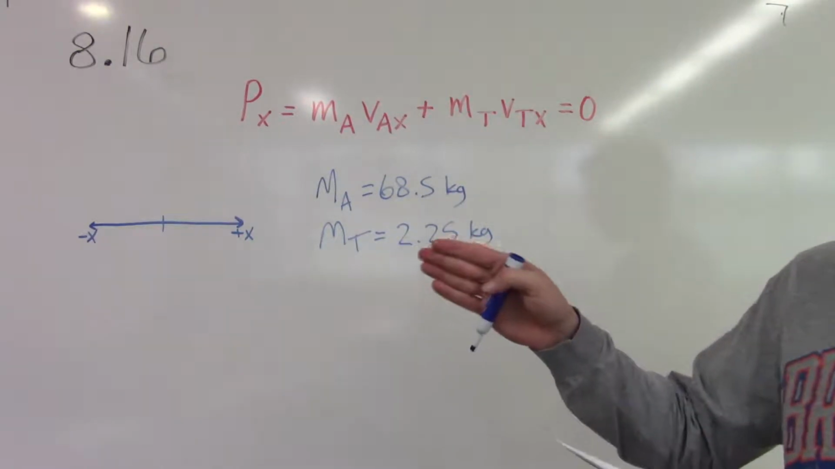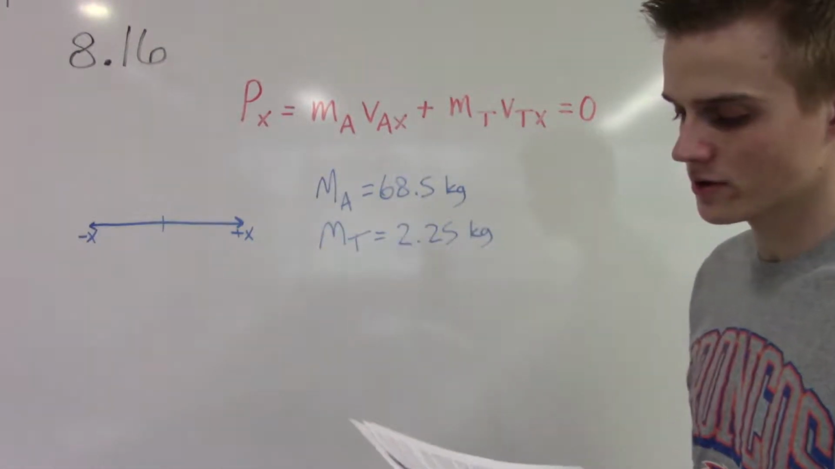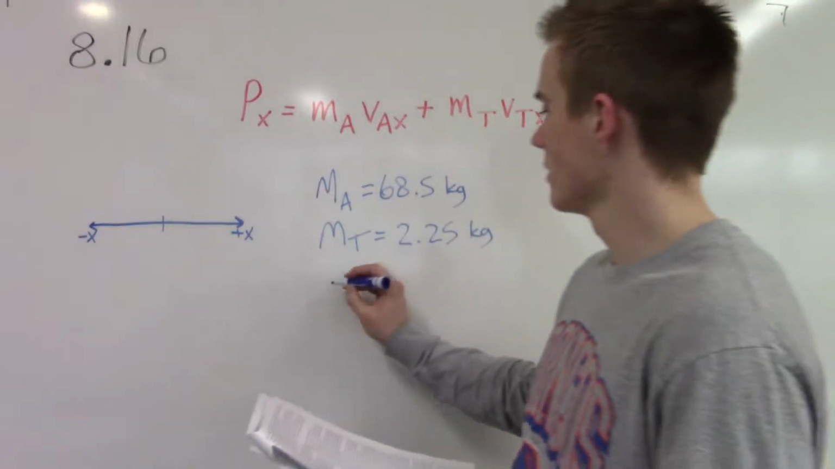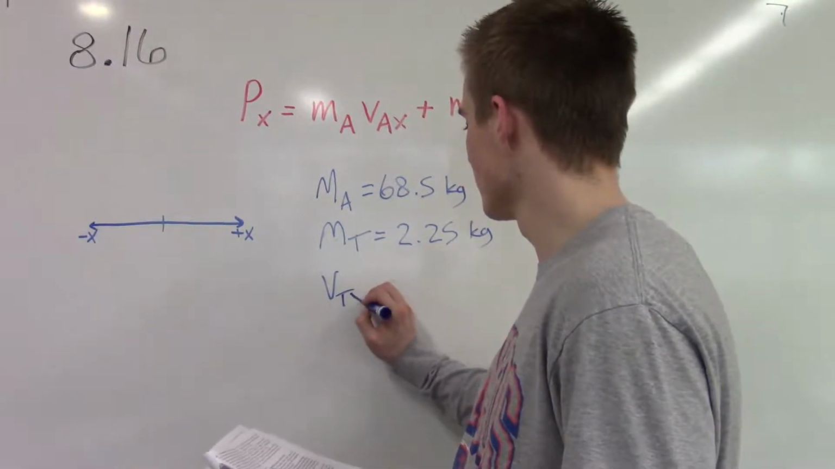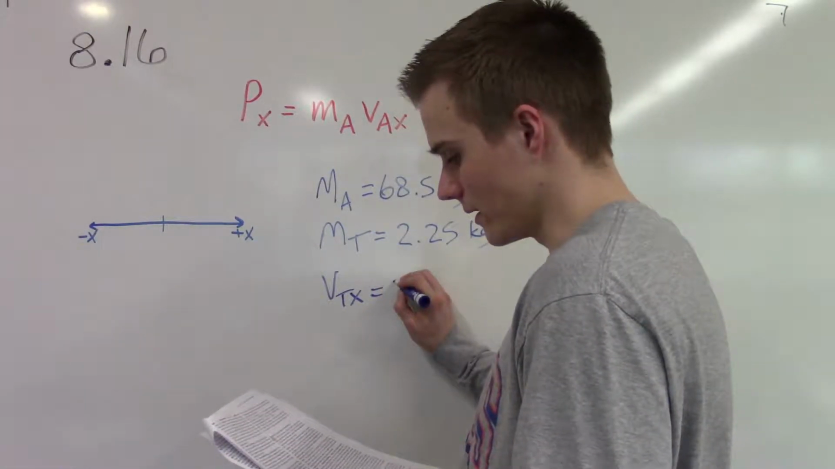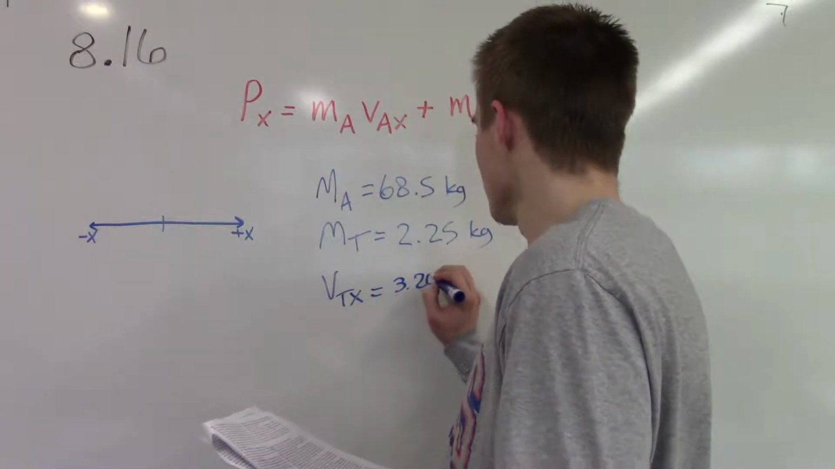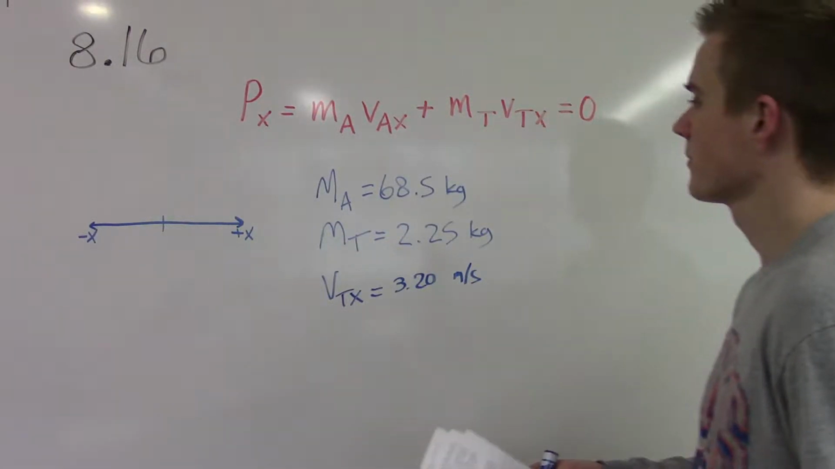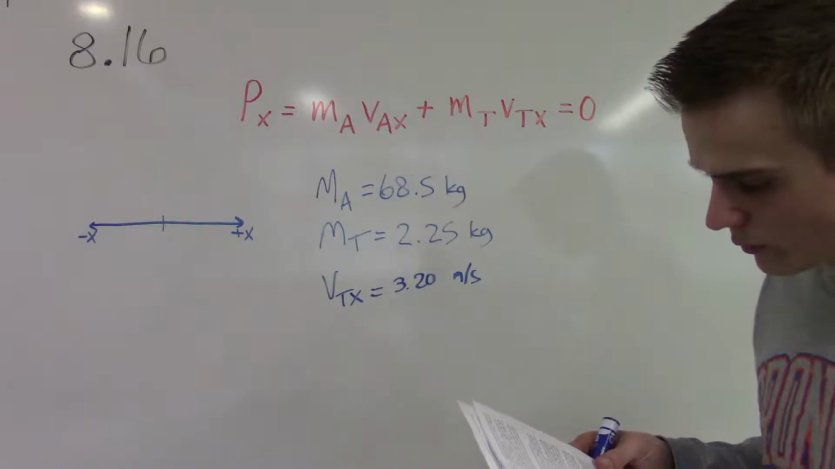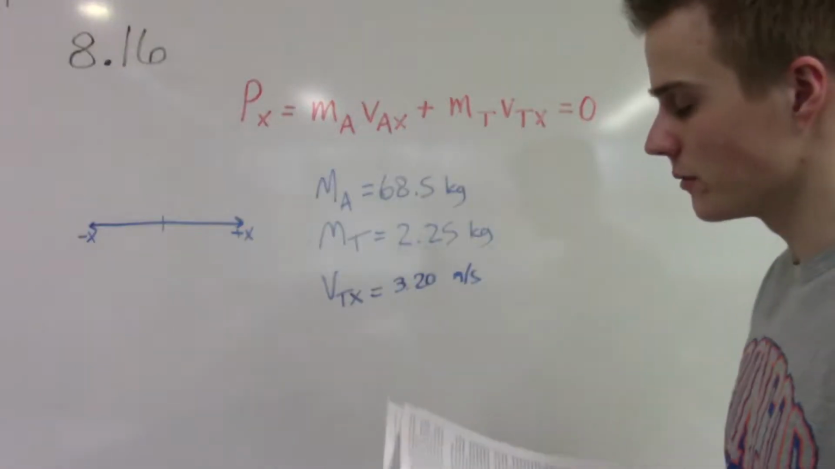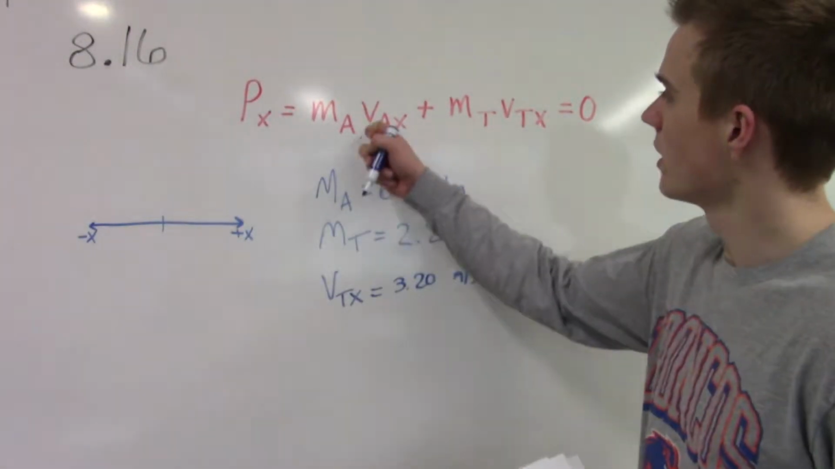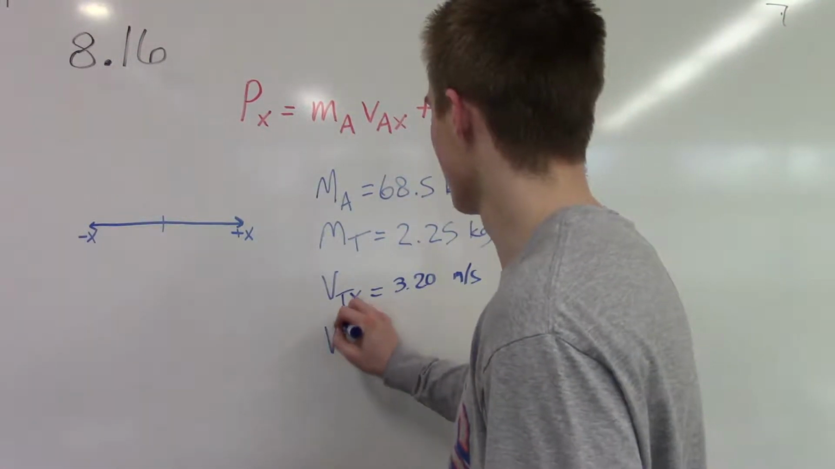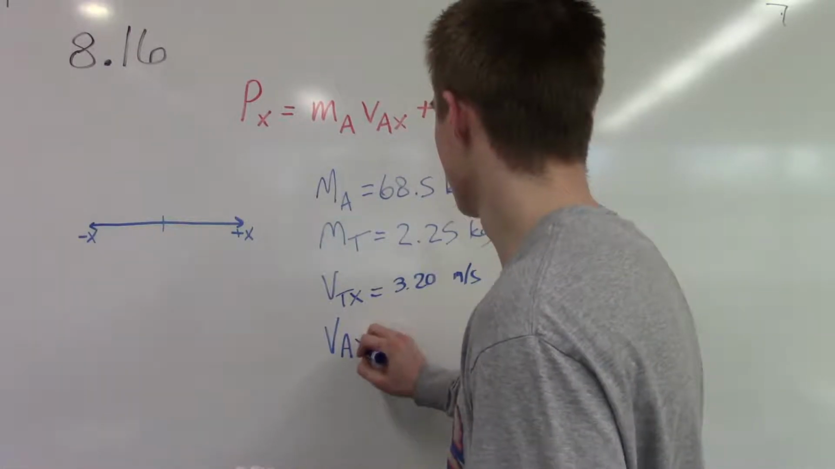She throws the tool away from her at 3.2 meters per second. So the velocity of the tool in the x direction is 3.20 meters per second. Okay, and it wants to know with what speed and in what direction will she begin to move. So basically what it wants to know is the velocity of the astronaut in the x direction. So we want to find velocity of the astronaut in the x direction.